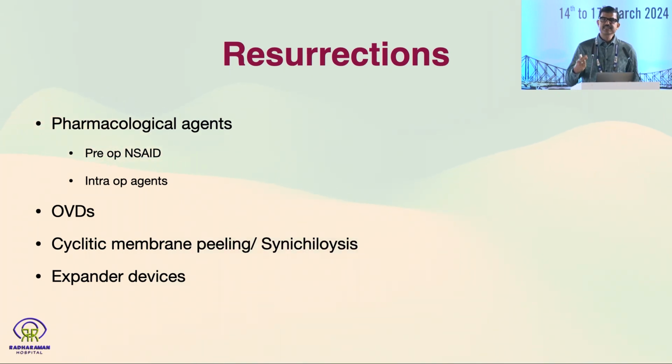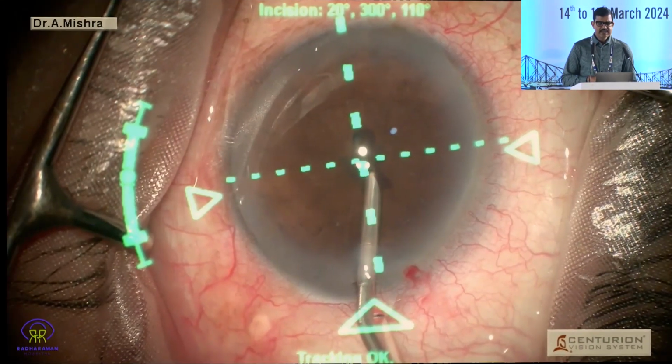Cyclitic membrane, if it is there, it has to be peeled off. We'll see how to do that. And of course, the expander devices. And the last but not the least resurrection measure is not to use anything and try to manage the nucleus with that small pupil. Let's take up cases now.